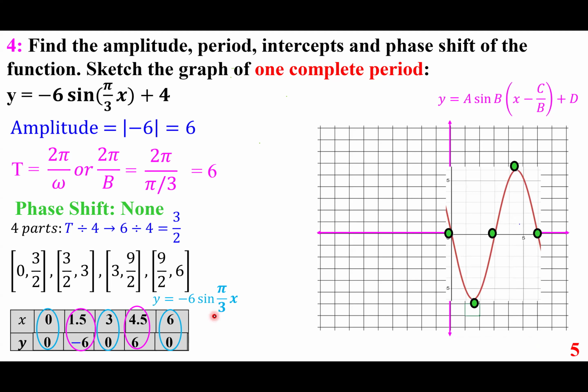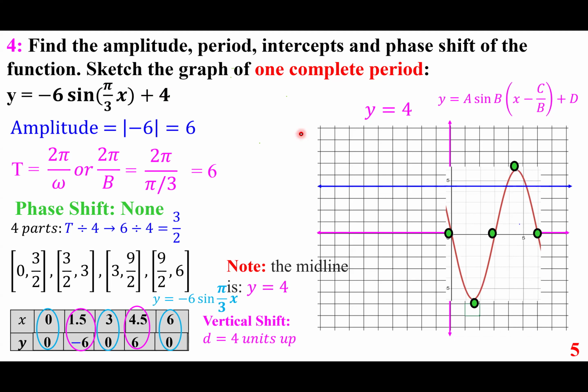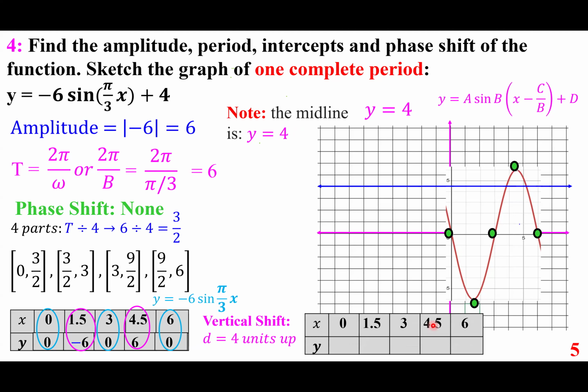Again, this is for this one. But to go back to this one, we are going to shift it by 4 units. That means vertical shift of 4 units, 4 units up. So y equals 4, also known as a midline. Y equals 4 is called the midline. In other words, all of this, look at those numbers. Put the same numbers and add 4.